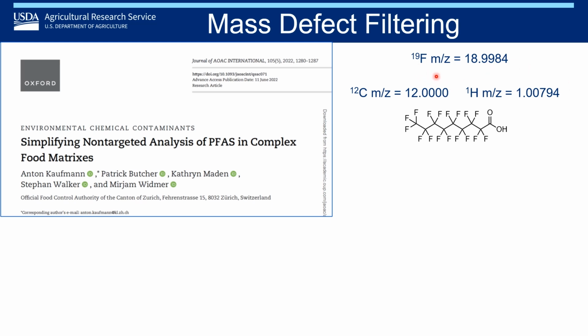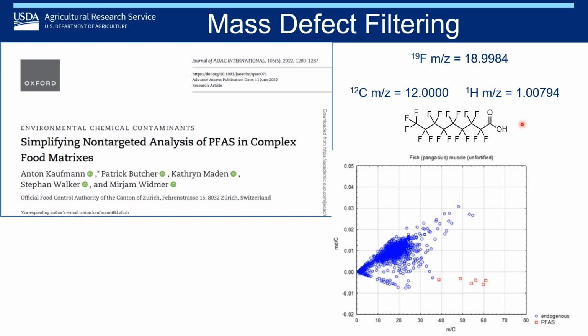What this means is that many non-PFAS substances will end up having a positive mass defect due to their many CH2, CH3s, whereas PFAS, like this substance here, have many of those hydrogens replaced with fluorines, and we then end up with a negative mass defect. What Kaufman did is they related the mass over carbon to the mass defect over carbon, and showed that in this window over here is where a lot of PFAS can be found due to both the negative mass defect and the high mass to carbon ratio.